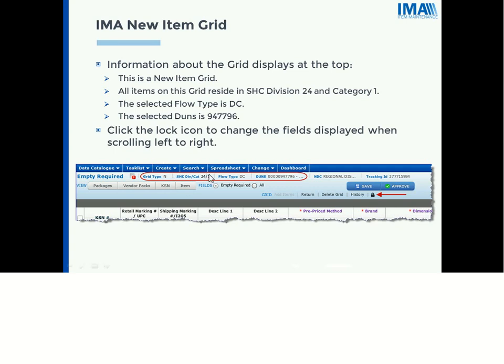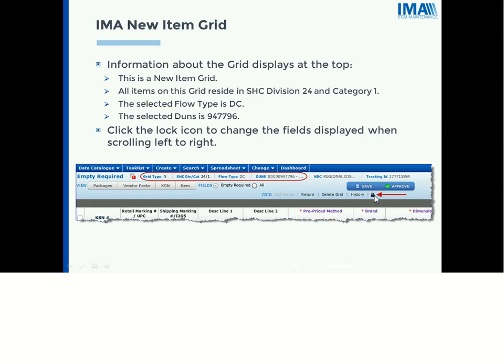All of the items on this grid reside in Division 24 in Category 1. All of the items on this grid are going to be set up with flow type DC, and they will all be set up with the DUNS number listed here.